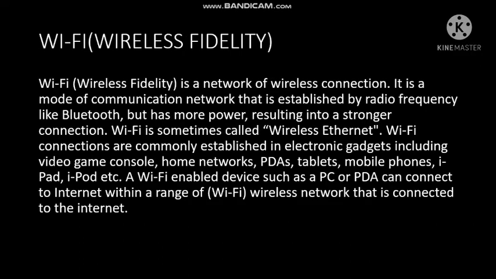Then come wireless connections. The first one is wireless fidelity, Wi-Fi. It is a network of wireless connection, a mode of communication established by radio frequencies like Bluetooth, but with more power, resulting in a stronger connection. Wi-Fi is sometimes called wireless Ethernet. Wi-Fi connections are commonly established in electronic gadgets including video game consoles. Suppose you have a broadband connection at home; you can connect with that. You don't have the wired one, you are connecting to that device through Wi-Fi only.